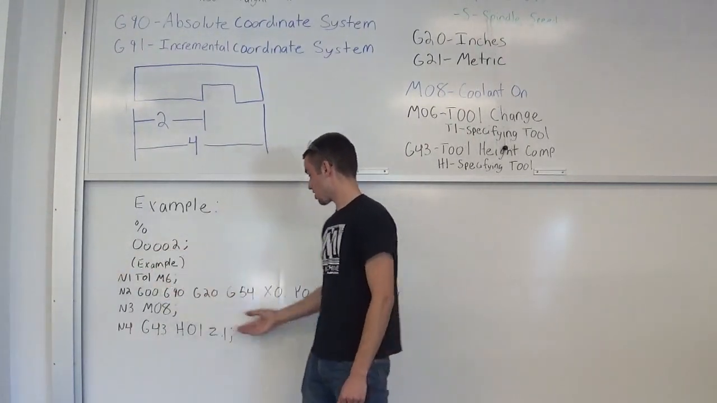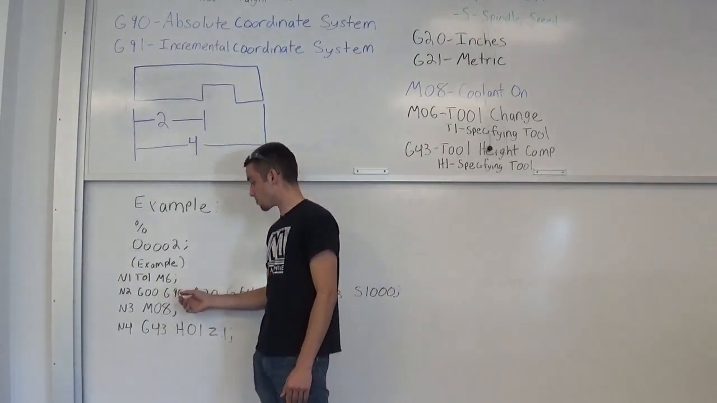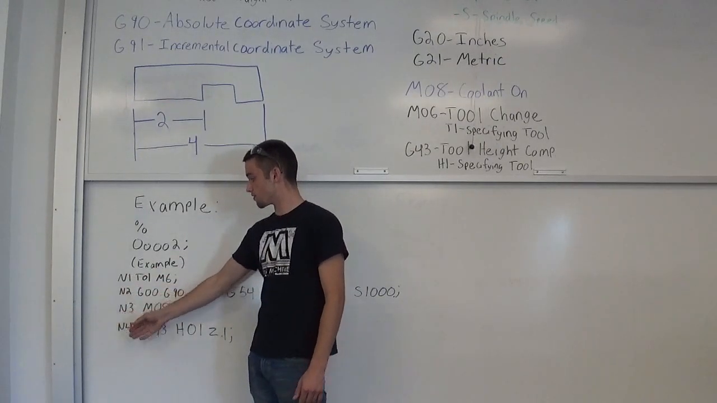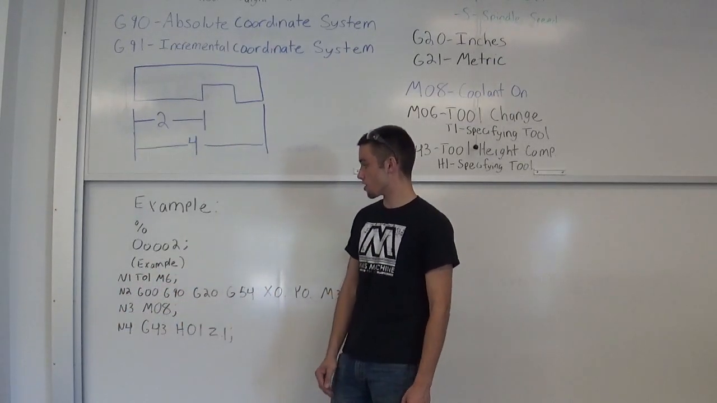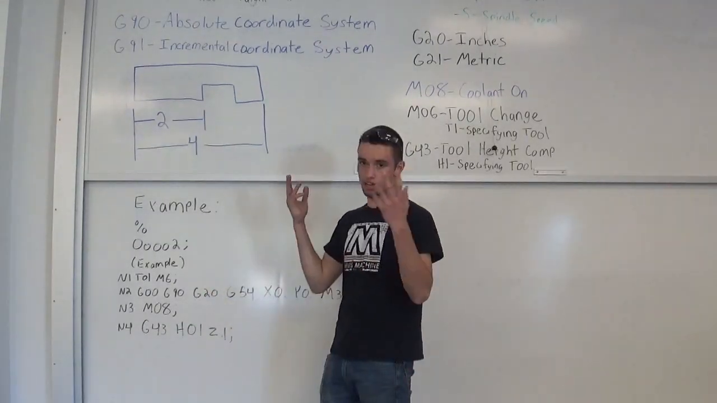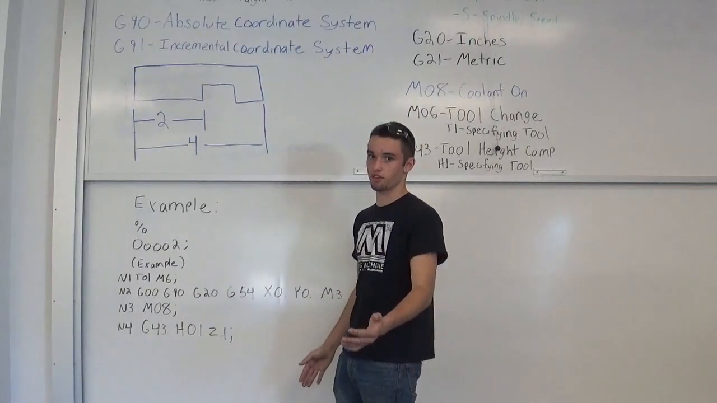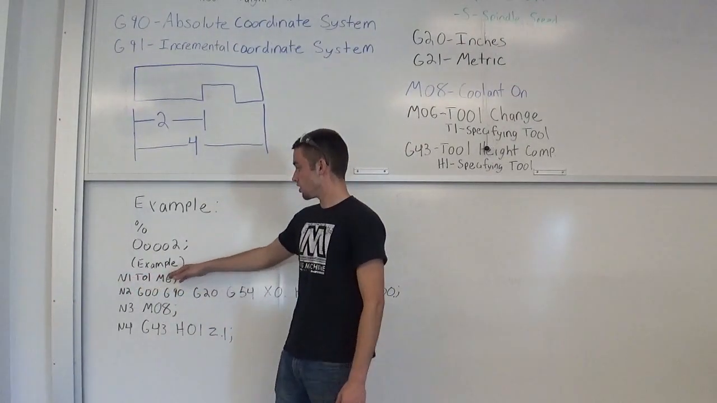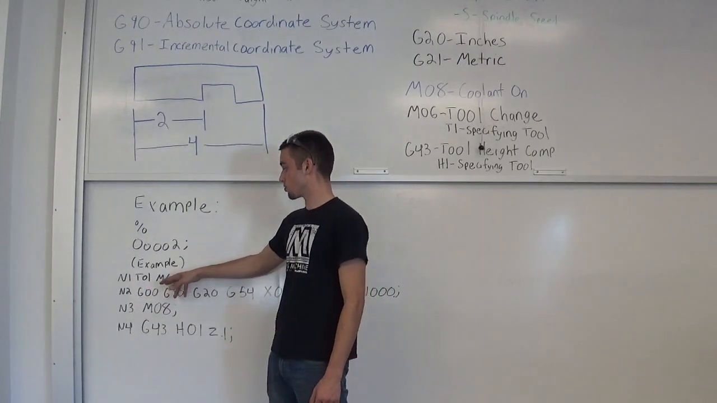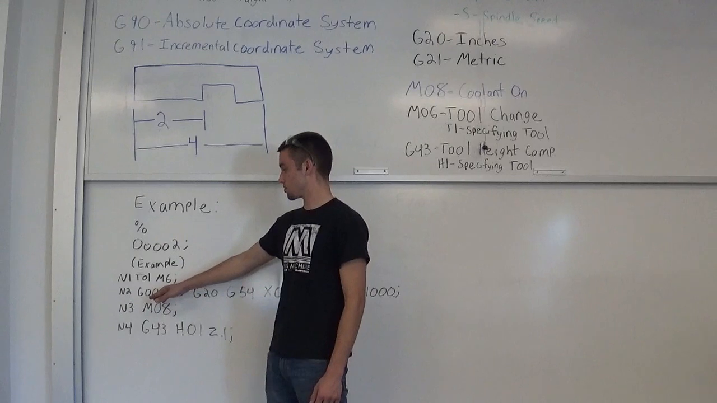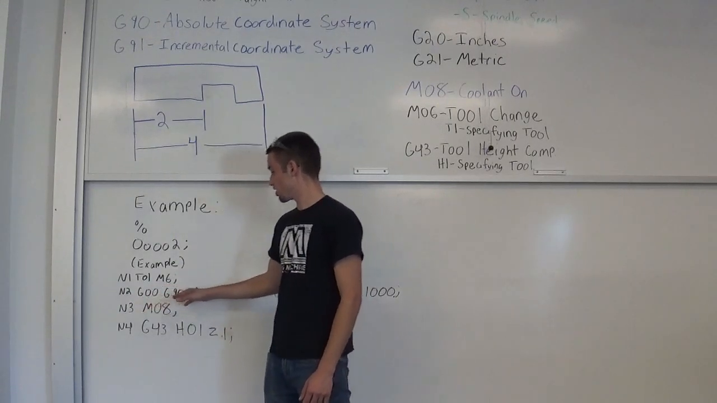After that, you have your blocks of code. Every line represents a block of code. These N1, N2, N3, and N4 values mean nothing other than you're just giving the block of code a name, theoretically. The machine doesn't actually read the N1 or the N2. So here on N1, I'm doing an M6, which is calling up a tool, and I'm calling up tool number 1. On N2, I'm calling up G00, which is a rapid movement.